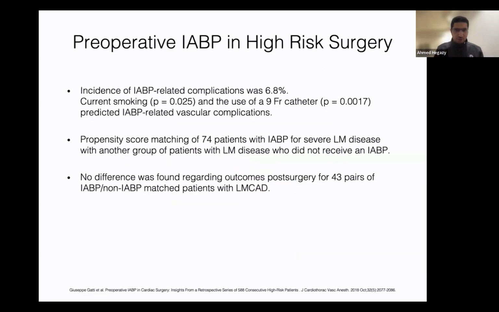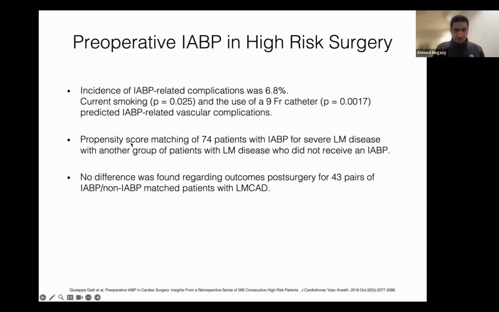But what they did also is that they looked at complication rates from balloon pump. They said the complication rate is about 7%. And if a patient is a current smoker, or if you use a 9 French catheter, this predicted vascular complications. Obviously, a bigger catheter is associated with a higher complication rate.